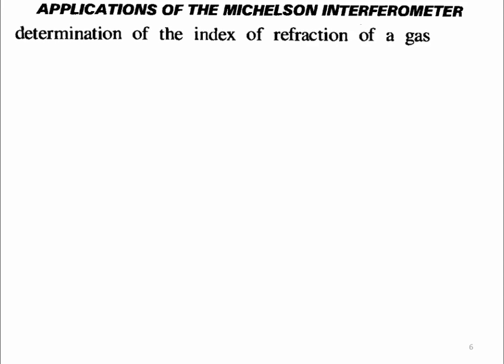Now let us discuss some applications of the Michelson interferometer. One of the very basic applications of the Michelson interferometer is the determination of the refractive index of a gas. Of course, one we discussed in the previous example is how we can determine the wavelength of the radiation. That's one application. Now we will be discussing another one, which is the determination of the refractive index of a gas.